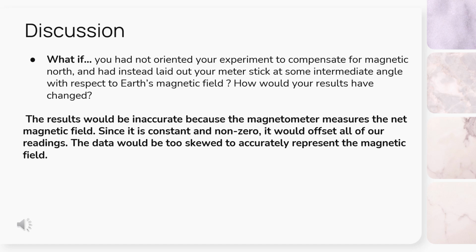For the discussion, the first what-if question: my response is that the results would be inaccurate because the magnetometer measures the net magnetic field, and since it is constant and non-zero, it would offset all of our readings, and the data would be too skewed to accurately present.